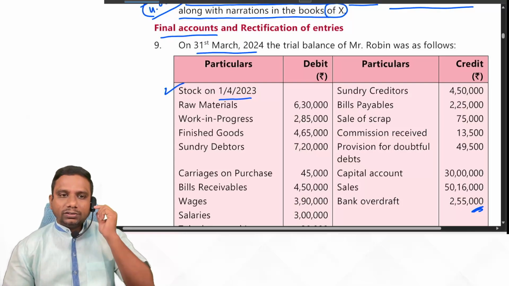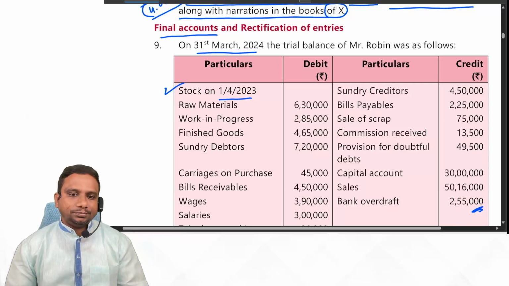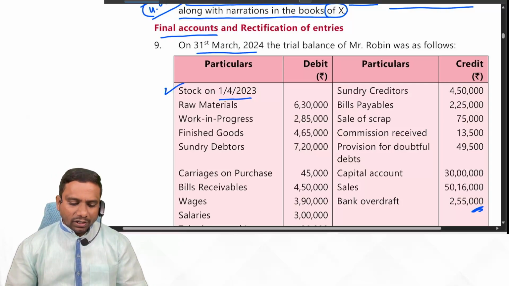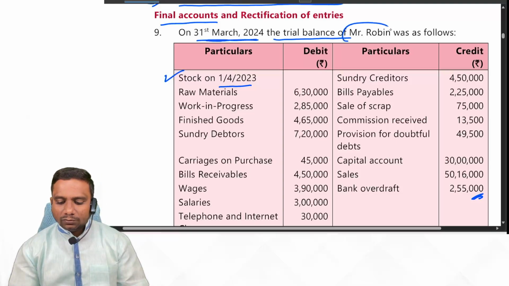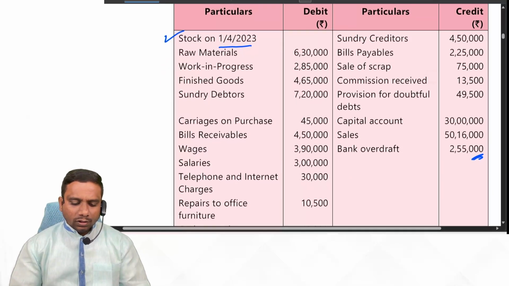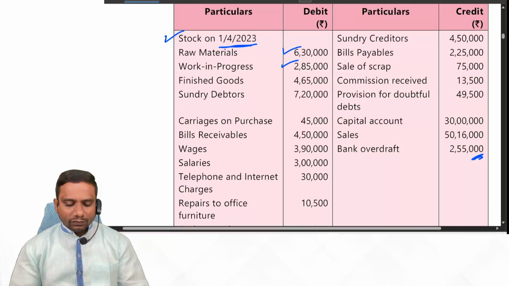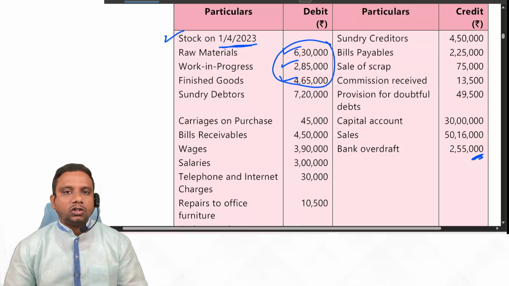So here we need two things. One, complete the problem within time plus with accuracy. Yes or no, students? Now look at this problem. On 31st March 2024, the trial balance of Mr. Robin was as follows. The trial balance, look at the items first. Stock on 1/4/2023. Raw materials 30,000. Work in progress 2,85,000. Finished goods 4,65,000. These three are opening stock. Raw material, work in progress, and finished goods are opening inventory.